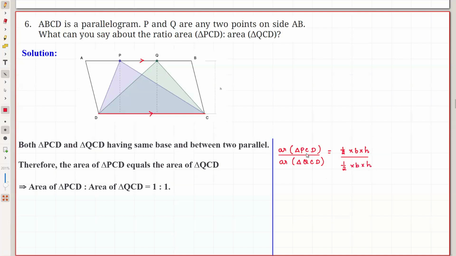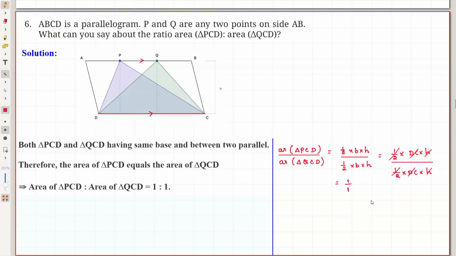Now we just find out the area of the triangle BCD. What is the base? The base is DC, into height H. Now divided by the area of the triangle QCD, whose base is the same, so DC into height, which is also the same. Now DC gets cancelled, H gets cancelled. So the balance we are getting is 1 by 1.